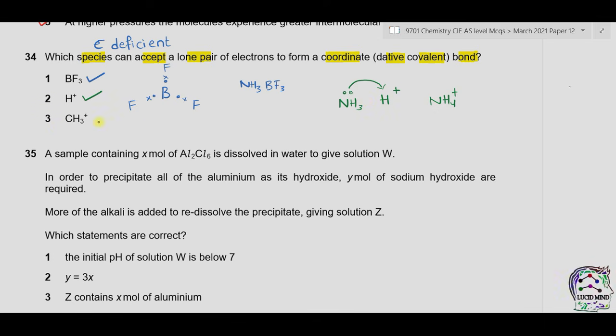Third one is CH3 positive. In this structure we have deficiency of electrons. Carbon only has 3 electrons in the outermost shell that are bonded to 3 other hydrogen atoms, and there is positive charge, which means that 1 electron is lost. So now carbon has 6 electrons in the outermost shell, so it can gain a lone pair of electron to form coordinate covalent bond. As all 3 options are correct, answer is therefore A.